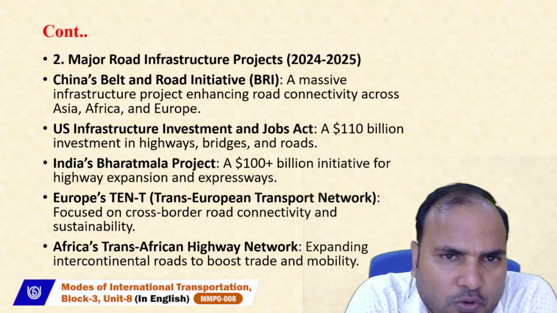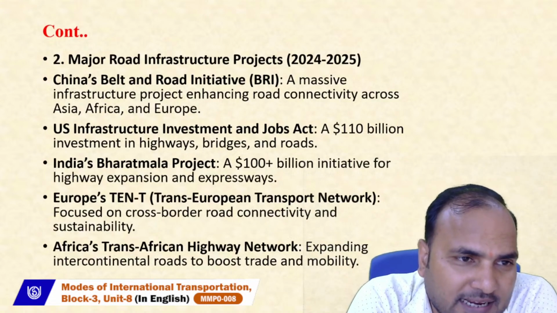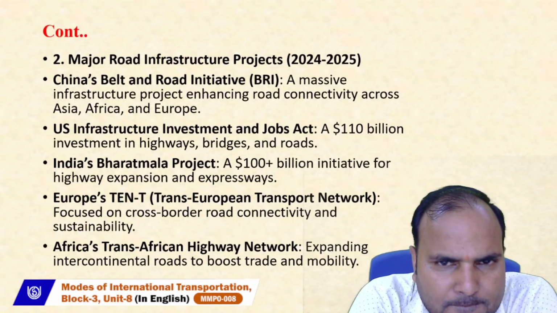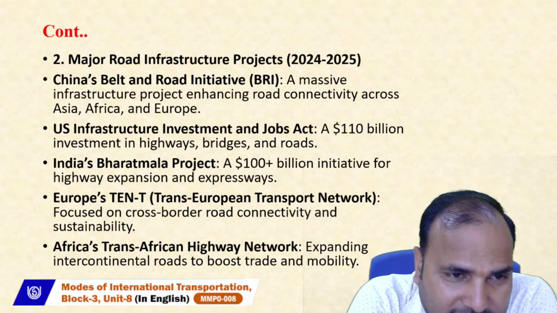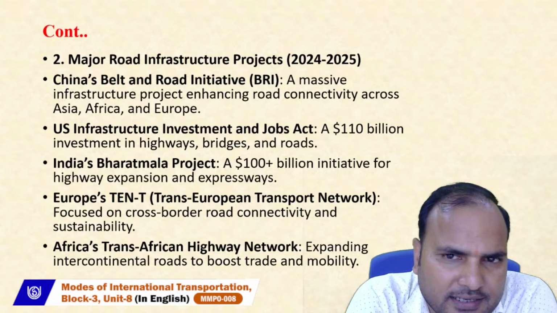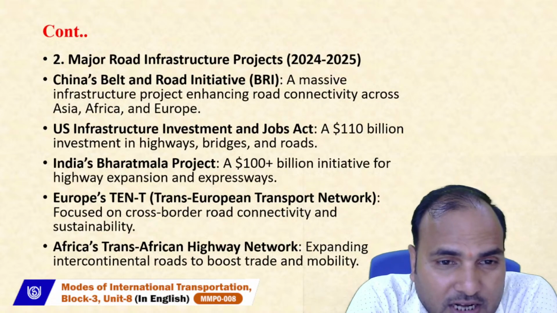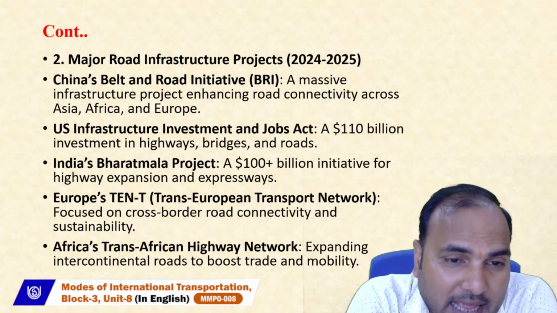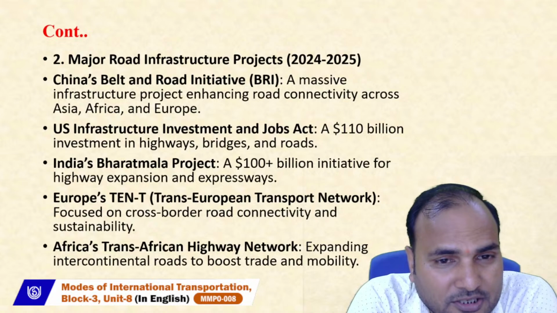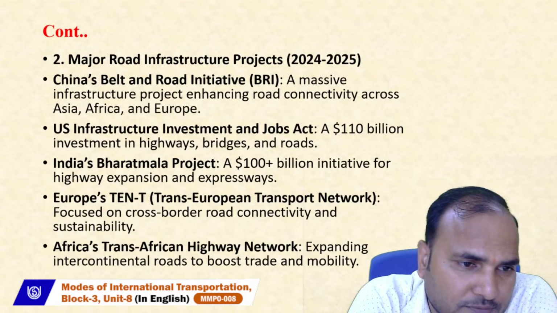Another is major road infrastructure projects. In 2024 and 25 reports, China's Belt and Road Initiative, BRI, is a massive infrastructure project enhancing road connectivity across Asia, Africa, and Europe. Three continents are linked. Next is the US Infrastructure Investment and Jobs Act, a $110 billion investment in highways, bridges, and roads.